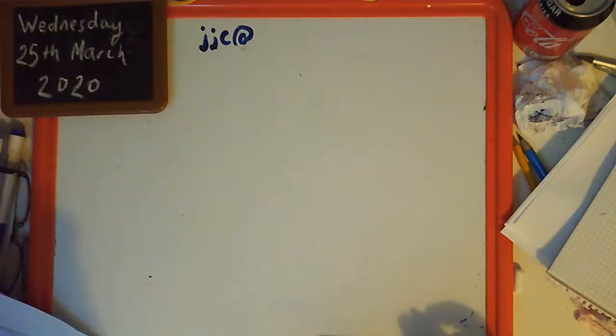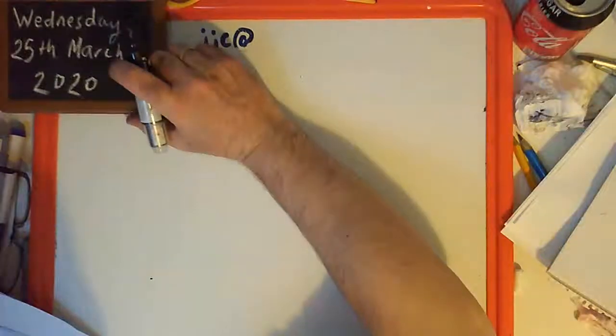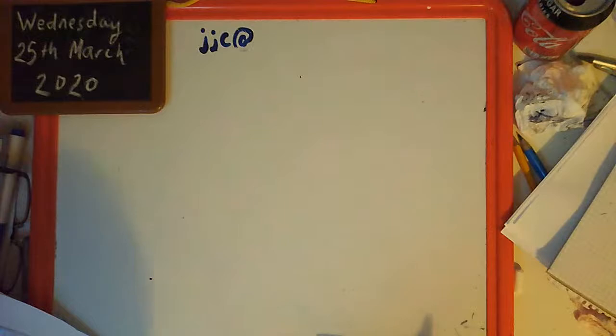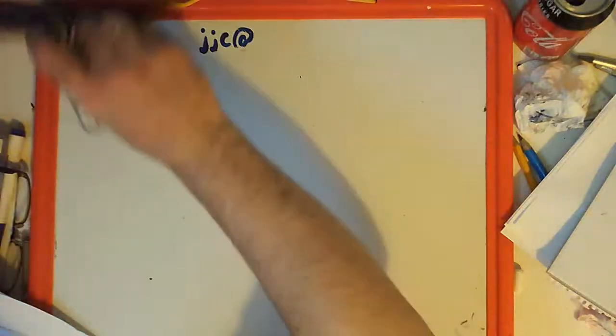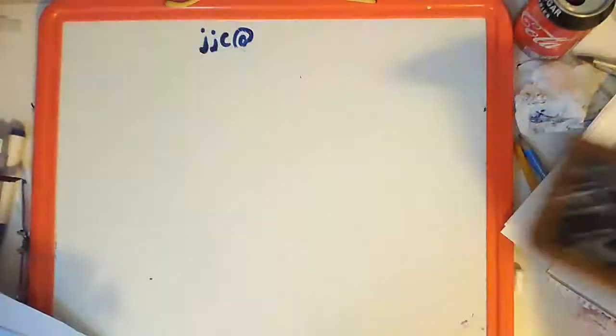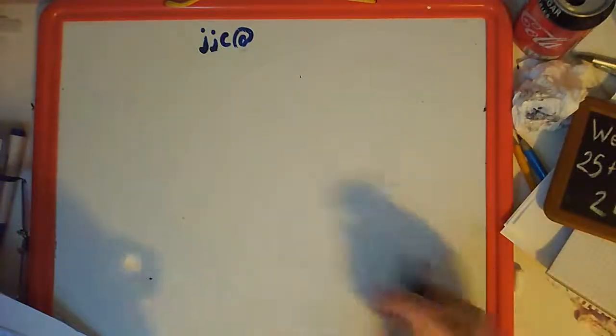I've just realized I put Wednesday the 25th on there, haven't I? That's wishful thinking, isn't it? Because today is actually Tuesday the 24th. I am an idiot. What am I? Don't answer that.